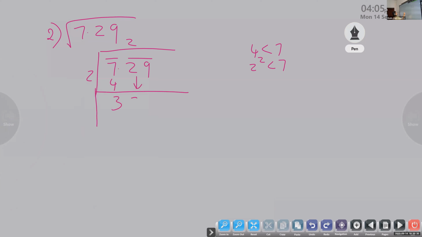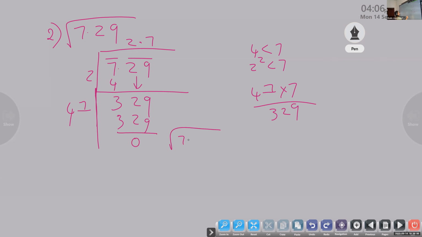Take 29 downward. Put a decimal here. Now double of 2 is 4, dash. Fill the dash. 47. Multiplying, 7 into 47 is 329, remainder 0. So root of 7.29 is 2.7.